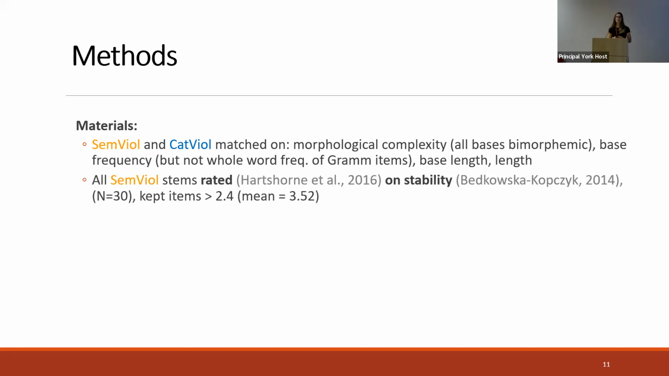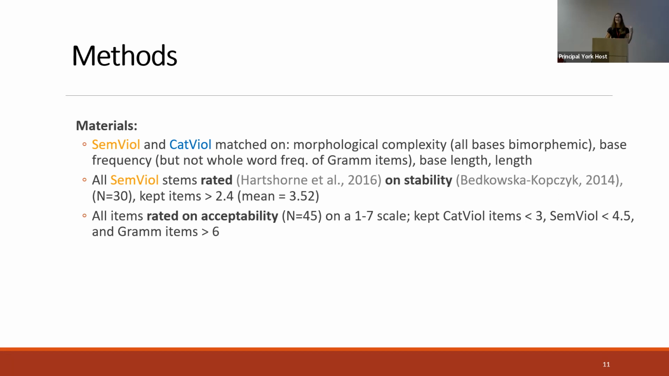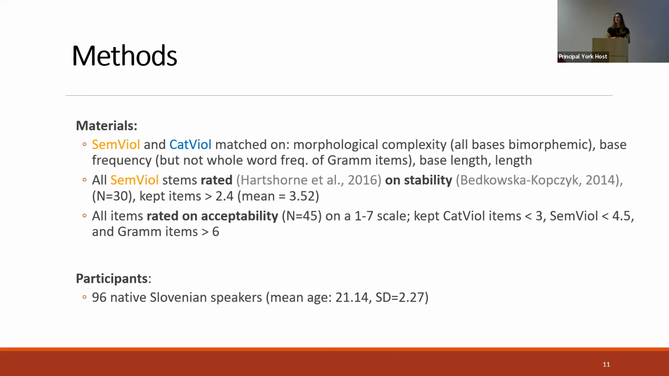To determine the bases for these semantic violations, so these stable verbs, we created a list of stable emotions or states based on previous work, and we ran a rating with 30 native speakers of Slovenian to get rid of those that were rated as really unstable. And then when we created all the pseudo words and all the existing words, we ran a separate acceptability judgment task with 45 native speakers to get rid of those pseudo words that were rated really highly and those real words that were rated lowly. And then we ran the lexical decision task with 96 native speakers of Slovenian.